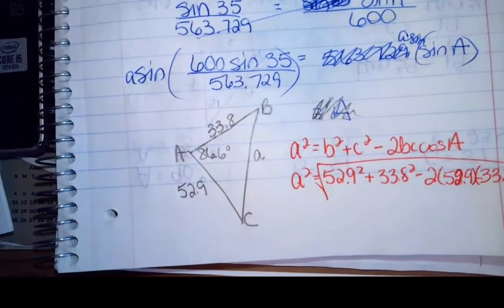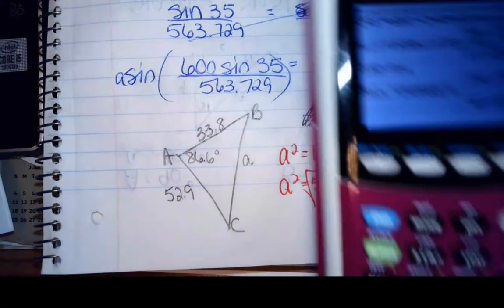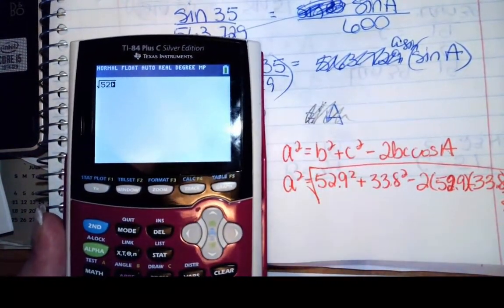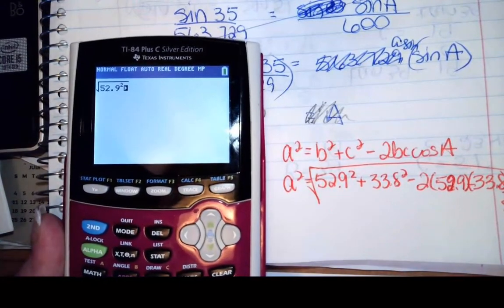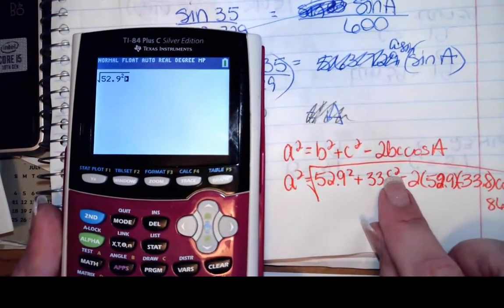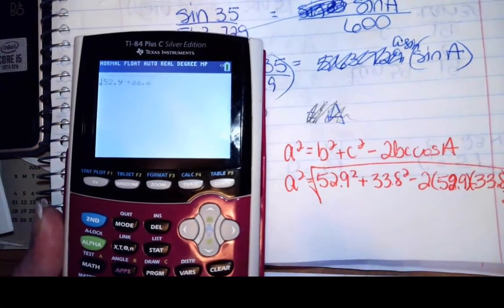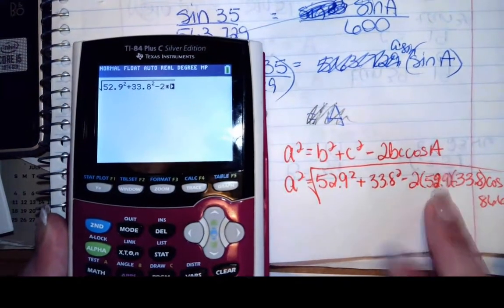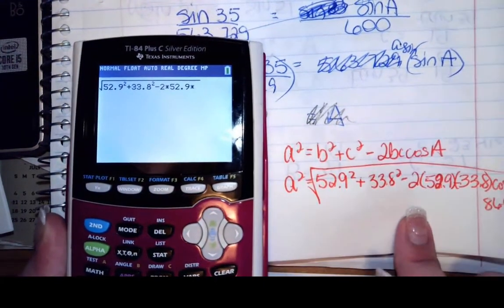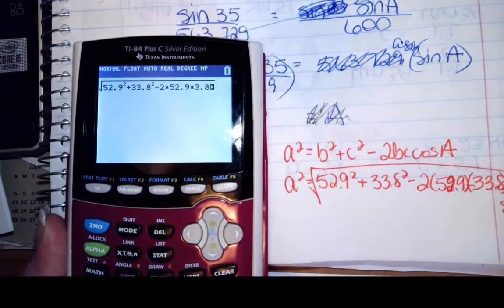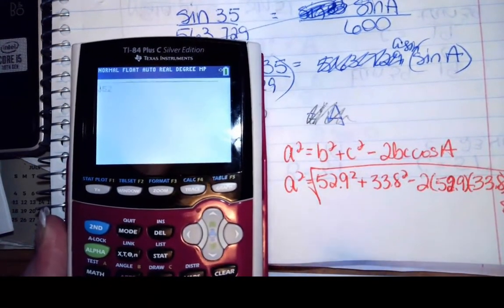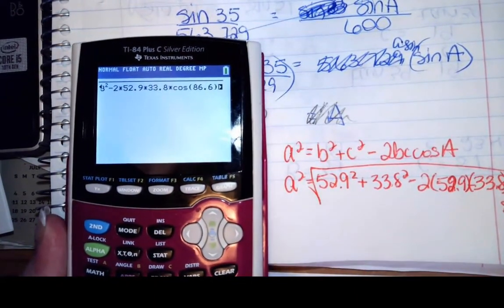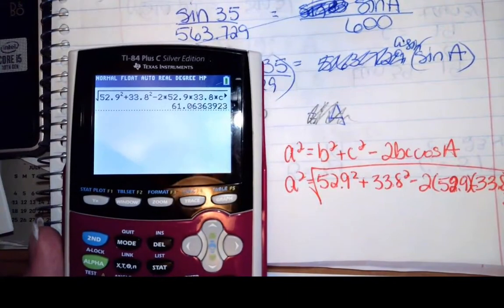So it got kind of snarky over there at the end. I will carefully explain what we are entering in our calculator. The square root of 52.9 squared plus 33.8 squared minus 2 times 52.9 times 33.8 times the cosine of 86.6 degrees. When I hit that, I get 61.06.